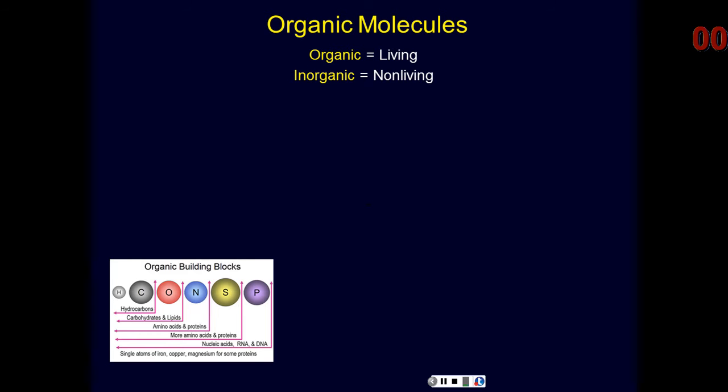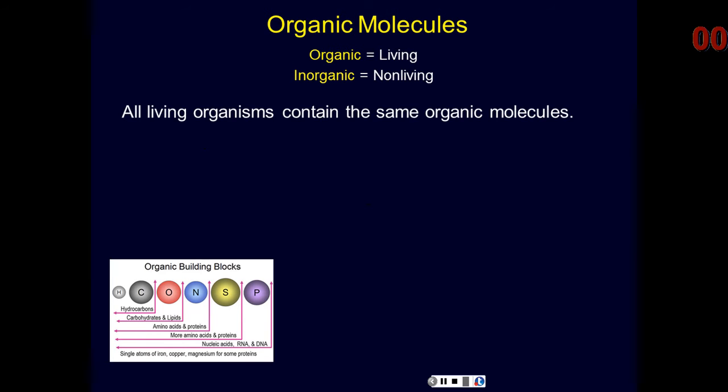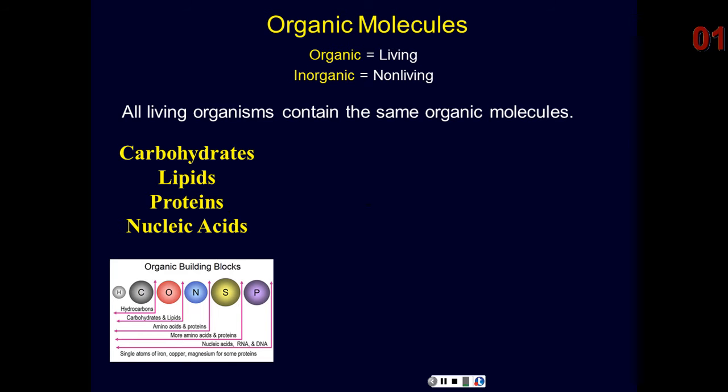So all living things are made of the same molecules. These molecules are carbohydrates, lipids, proteins, and nucleic acids. So hydrogen, carbon, oxygen, nitrogen, sulfur, and phosphorus come together in the form of these molecules. First of all, before we get started, let's just compare organic and inorganic molecules so that you will get an idea of how they actually differ from each other.